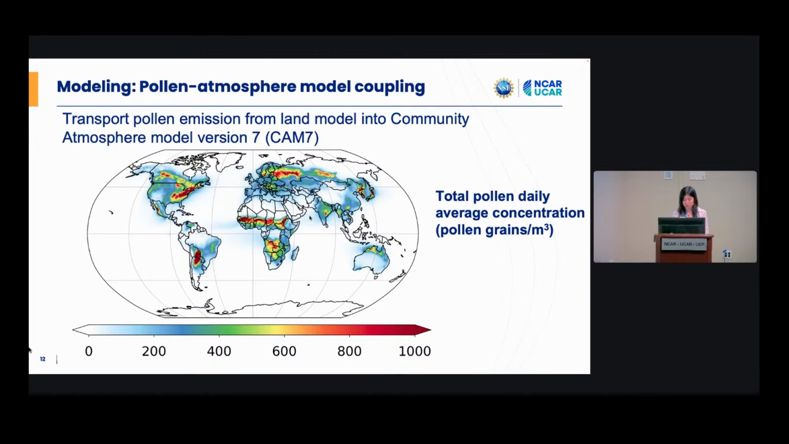And here I'm showing the final estimated total pollen daily average concentration. We see hotspots over the eastern United States and Central Europe, and this has been supported by our observational data. We are also seeing hotspots in Africa, which are driven by the grass coverage. Currently, we are almost done with this work. We are mainly working on tuning and evaluating.